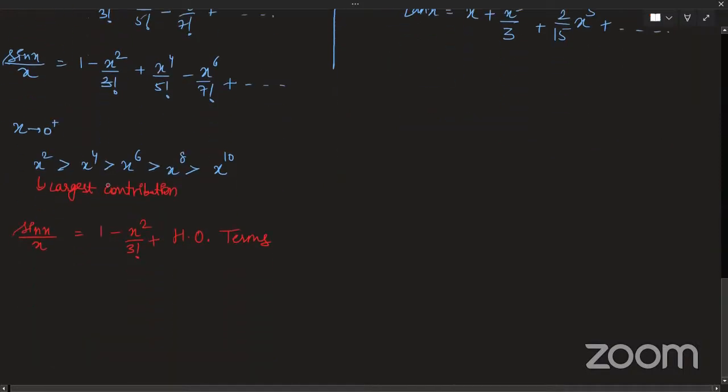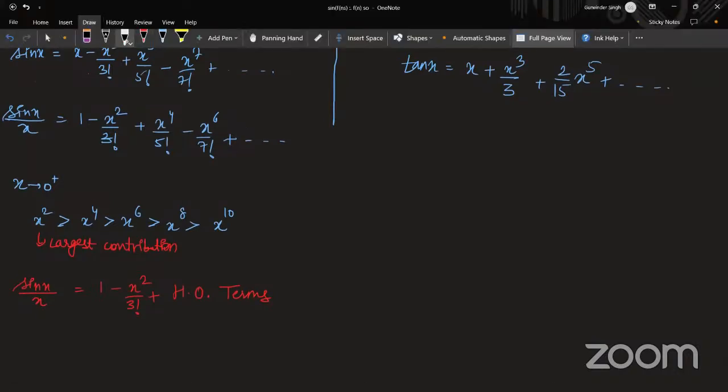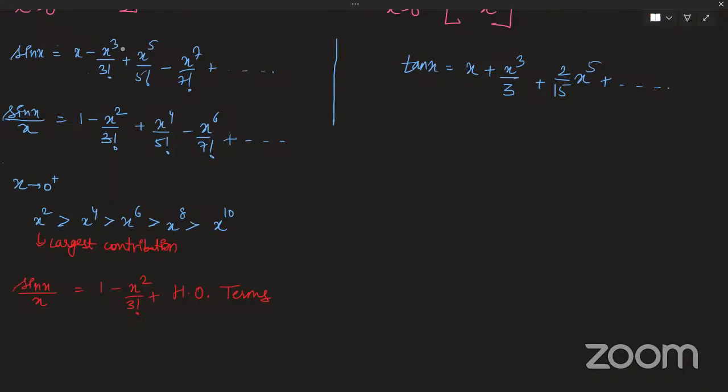If x square has the largest contribution, is this thing greater than or lesser than 1? Is this thing greater than or lesser than 1 minus x square by 3 factorial? Lesser than 1. Correct.